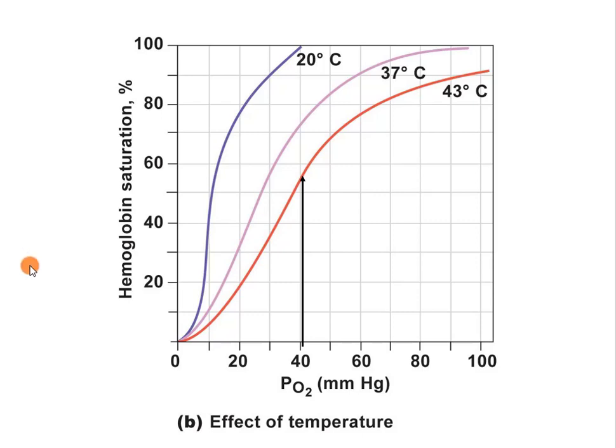Did I say offloading hemoglobin? Oh my gosh, my head is spinning. At warmer temperatures, my hemoglobin is offloading more oxygen. As you can see, it's got a lower hemoglobin saturation because hemoglobin's affinity for oxygen has decreased. Let's make this make sense.